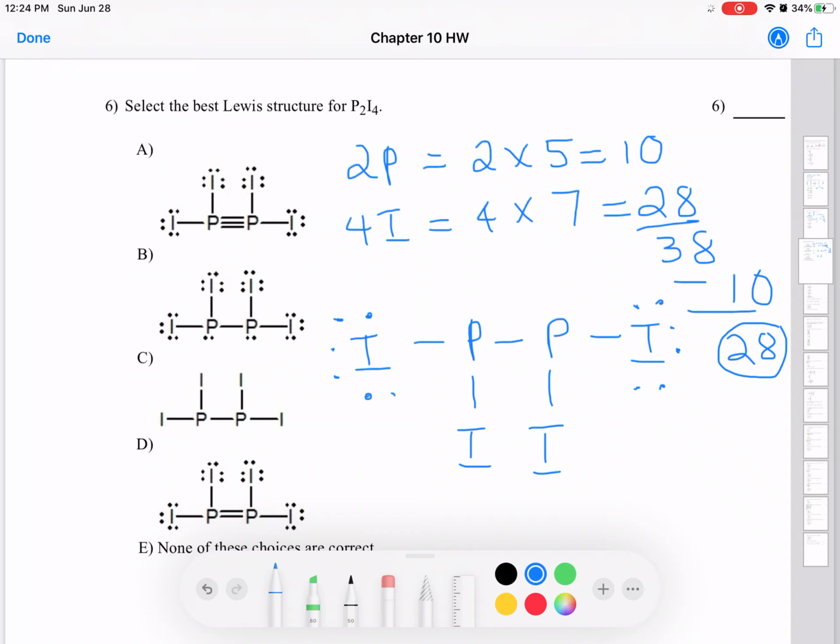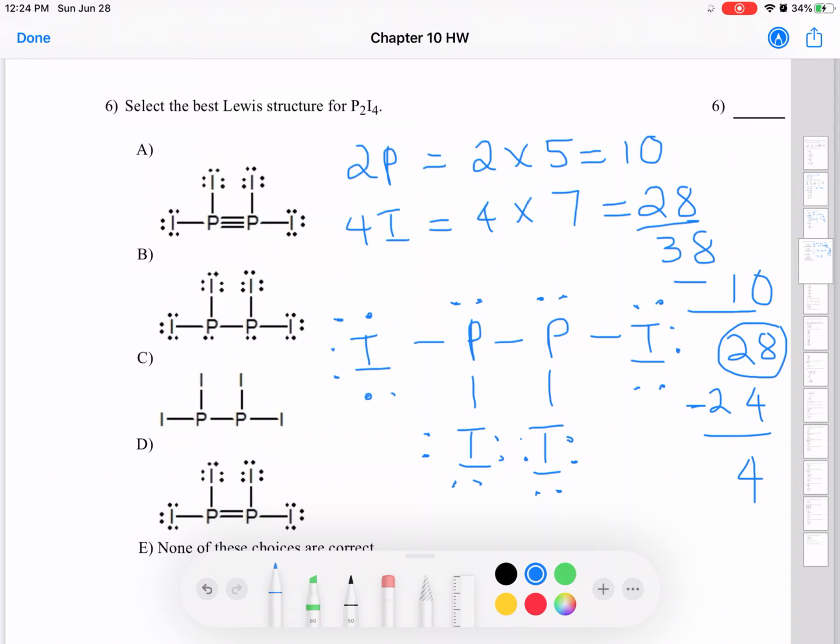So far we do 2, 4, 6, 8, 10, 12, 14, 16, 18, 20, 22, 24. So we use 24 for iodine. So 28 minus 24 is 4. So there are 4 more electrons left. Those 4 we can put on each phosphorus because right now phosphorus has 6, so 7, 8 each. Okay, so we have enough electrons to fill everybody an octet.